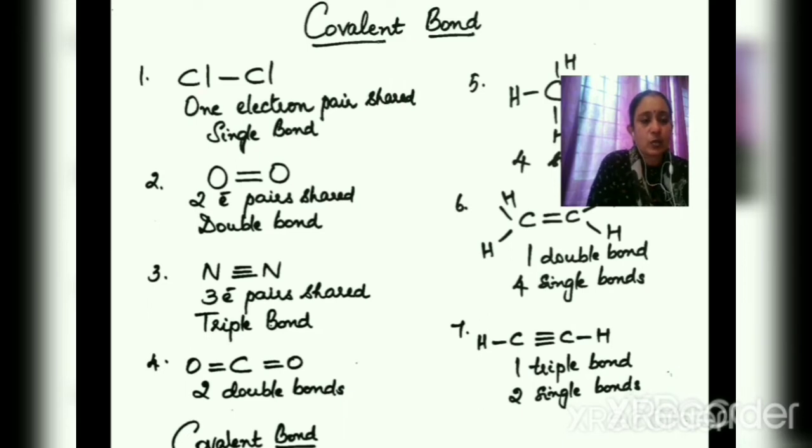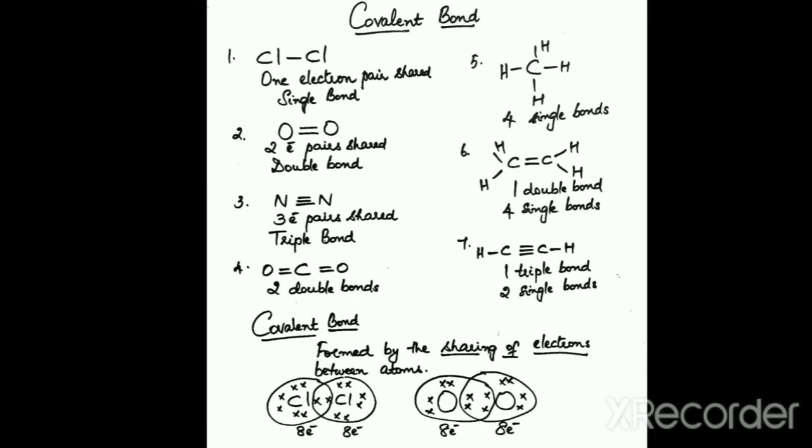Now consider carbon dioxide, CO2. There are 2 double bonds present in the molecule. Each of the double bonds is formed by the sharing of 4 electrons or 2 pairs of electrons between carbon and oxygen. 2 double bonds are present in carbon dioxide. Next, consider methane, CH4. Here, 4 single bonds are present. Each carbon-hydrogen bond is formed by the sharing of a pair of electrons between carbon and hydrogen.